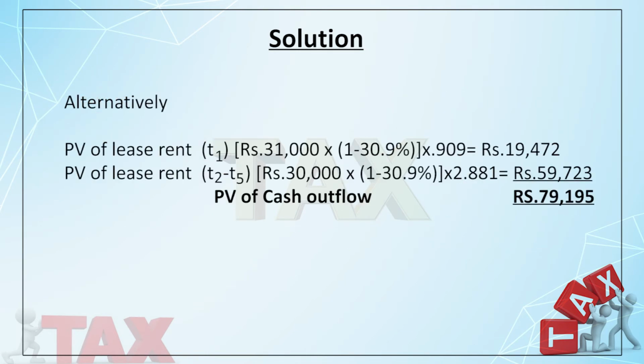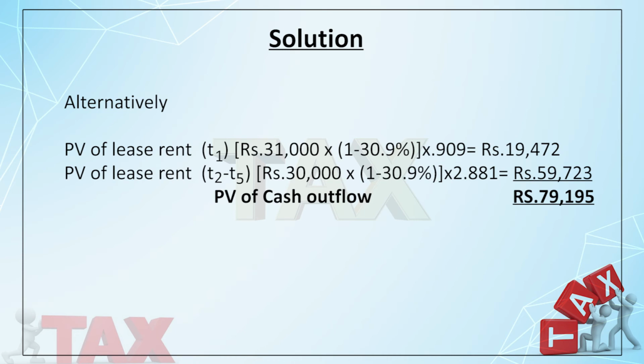I have shown an alternative, simple way which you can also use to calculate it. The first year it is 31,000 multiplied by 1 minus 0.3 and 0.909, and for the others it is the annuity factor, so directly you can go for that, like what I did for interest, right? So you can also get it in simpler terms. So I have three values. One is 83 something, one is 72 something, one is 79 something.